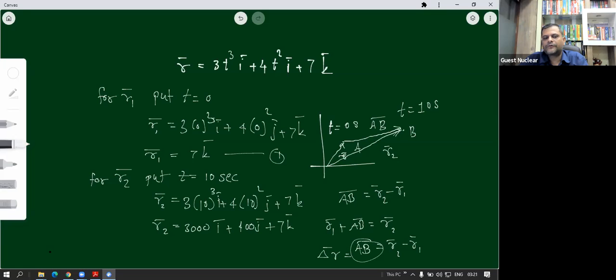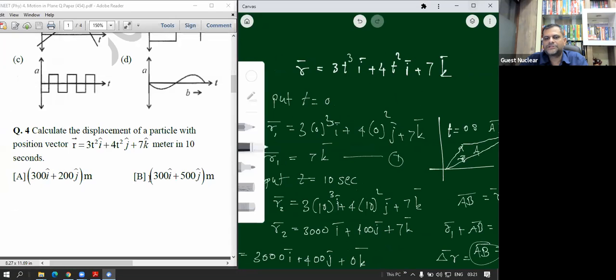Okay, so now in order to find out delta r bar, what we have to do is r2 bar minus r1 bar. We have to work it out. So just subtract: 3000 I bar minus, is there an I bar in r1 bar? No, it is 0, so it will remain 3000 I bar, no doubt, plus 400 j bar minus, there is no j bar here, so after subtracting it will simply be 400 j bar. And then 7 k bar minus 7 k bar just turns out to be 0, so 0 k bar will be there in delta r bar. So delta r bar will contain 3000 I bar plus 400 j bar plus 0 k bar. So just check.